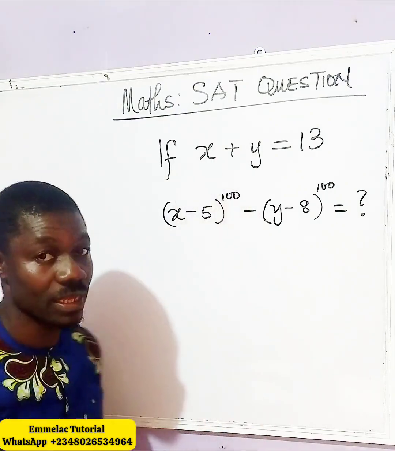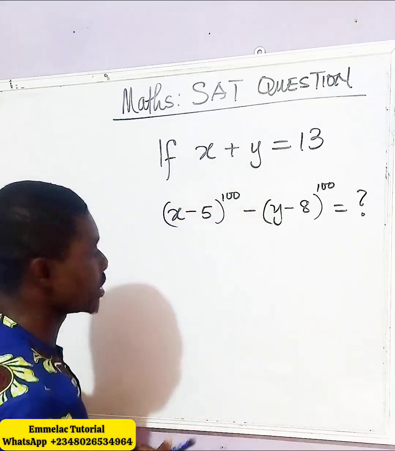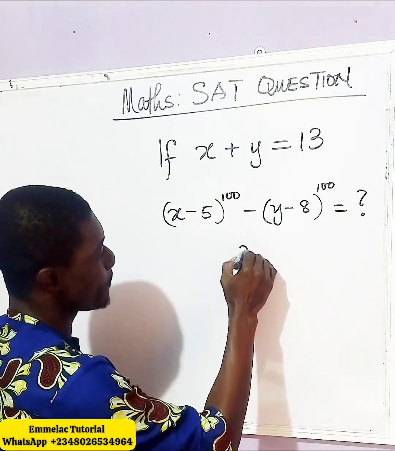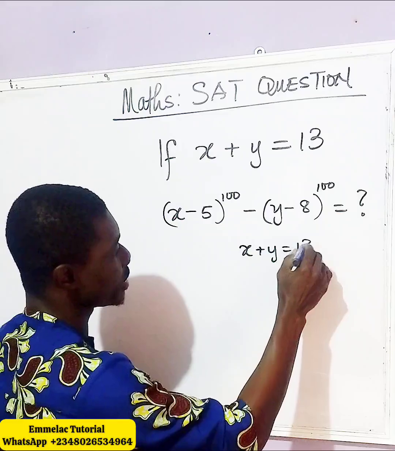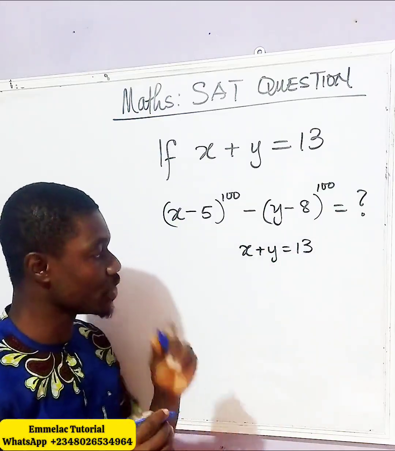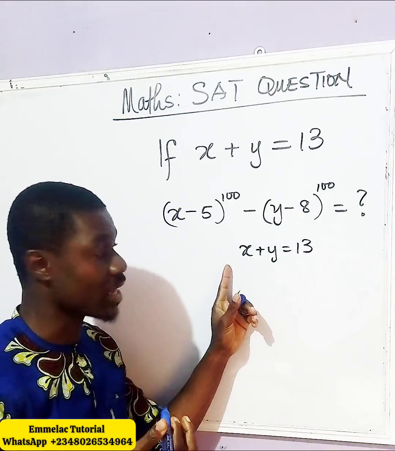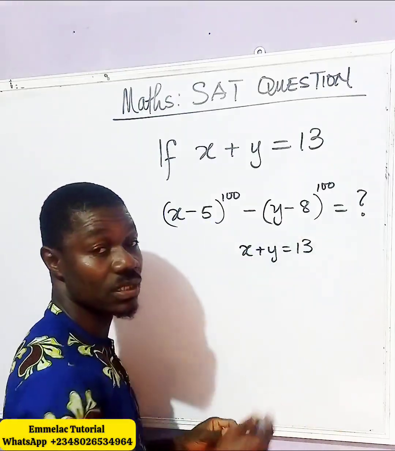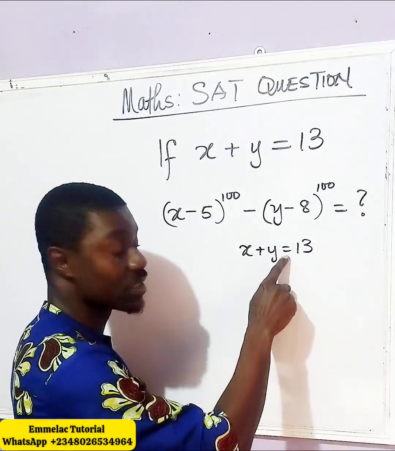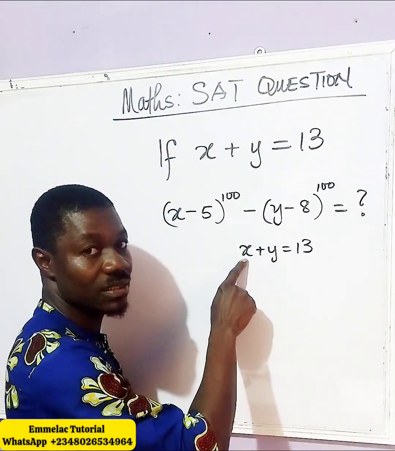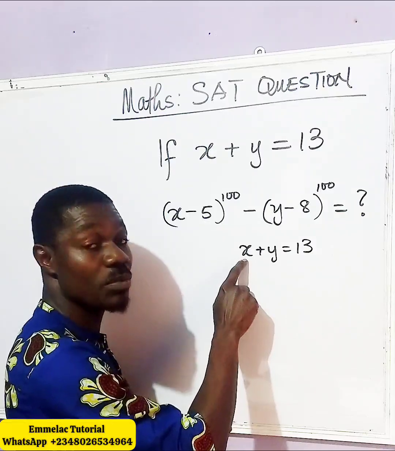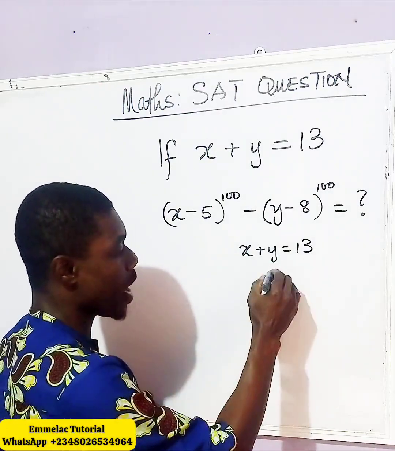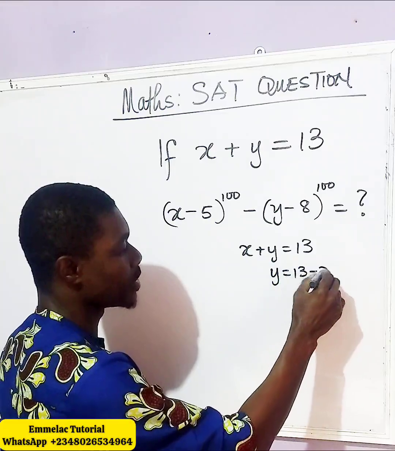Let's make y the subject of the relation in this case. Here we have that x plus y equals 13. Making y the subject, let's subtract x from both sides, or we just move x over to the right-hand side, and because of the equal sign, the sign that accompanies x will become minus. So y will now be 13 minus x.